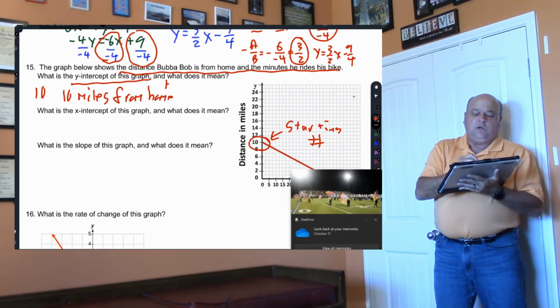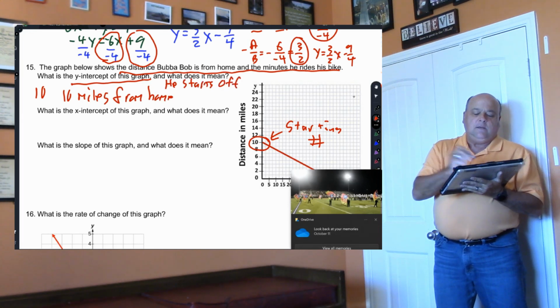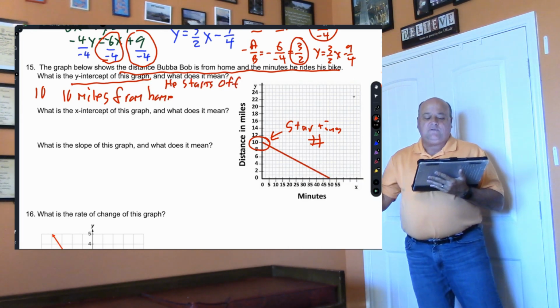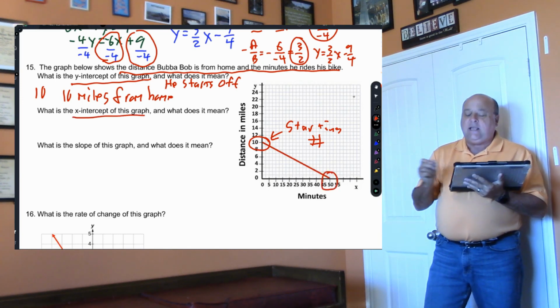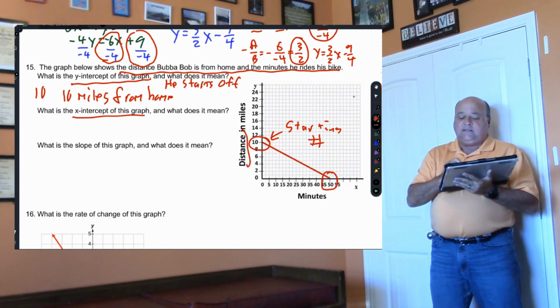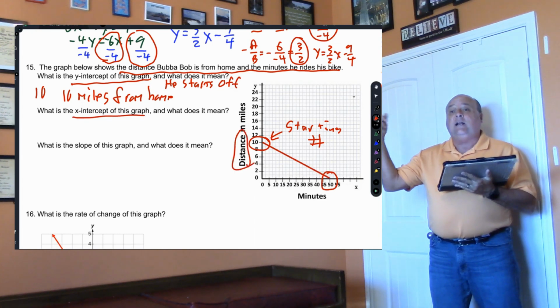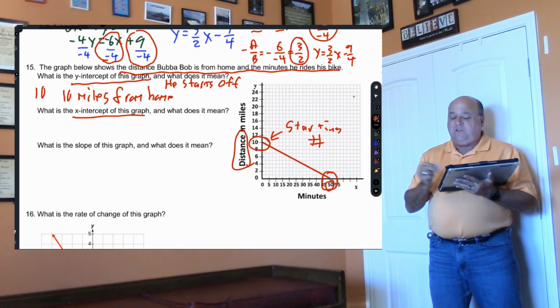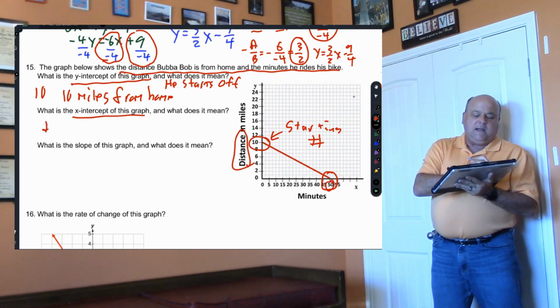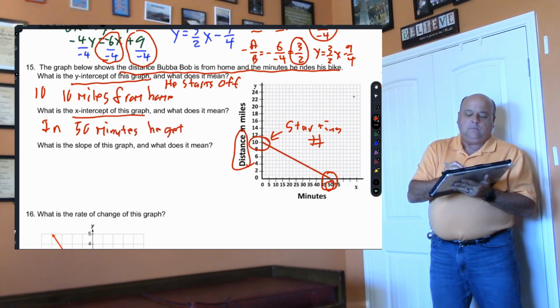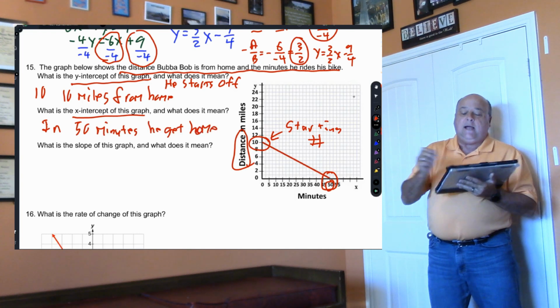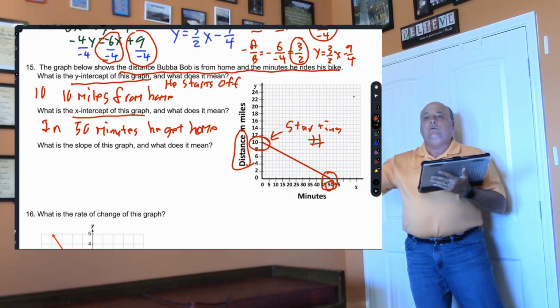Let's put, he starts off 10 miles from home. What is the x-intercept? What happens when he gets to the x-axis? He runs out of distance. He basically gets home, and it takes him 50 minutes. So in 50 minutes, he's home. He gets home. He has 0 miles left, right? At 50 minutes, he has 0 miles left.